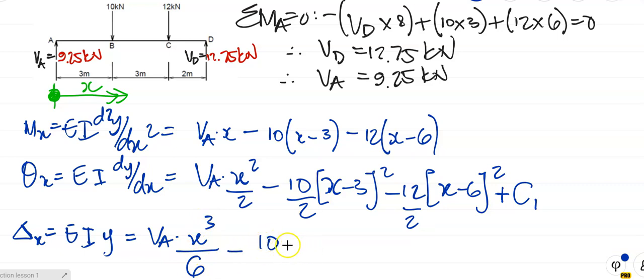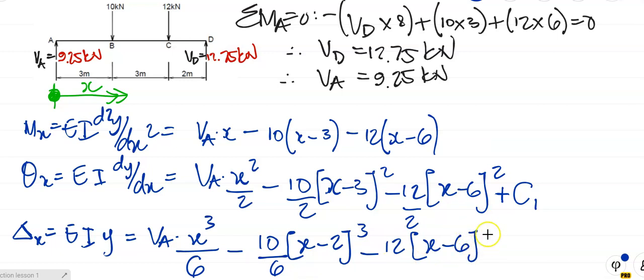So we need to integrate all of those, so it becomes va times x cubed over 6, minus 10 times, remember the square bracket, we don't separate. We keep that as a single variable, so that now becomes 3, and it will become over 6, minus 12 times the square bracket, we keep it as it is, we don't separate it. That becomes 3, and that becomes 6, and of course that's a constant, so it becomes c1 times x, and out of that we get a second constant of integration.